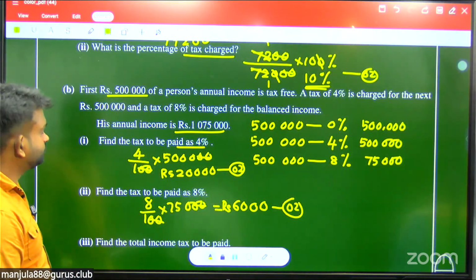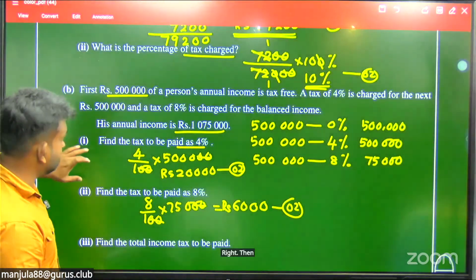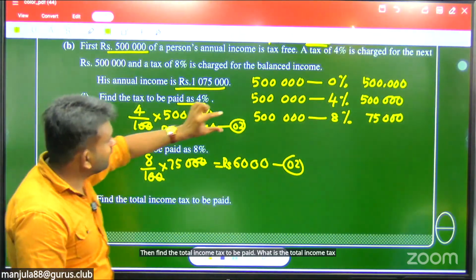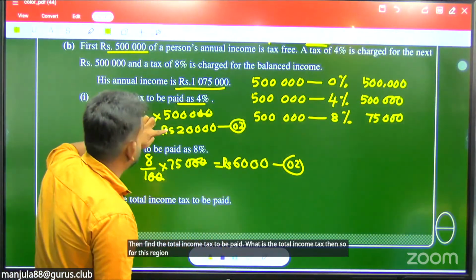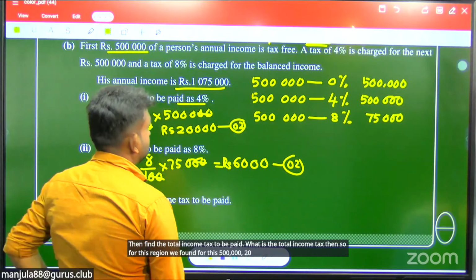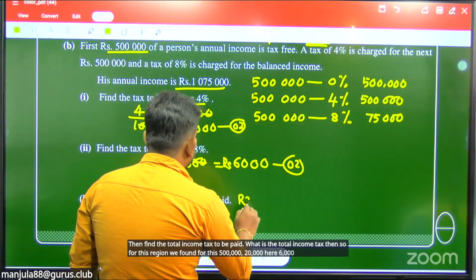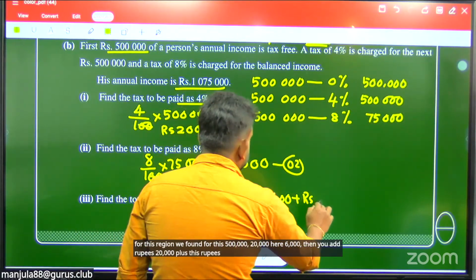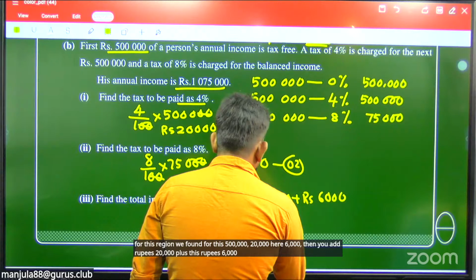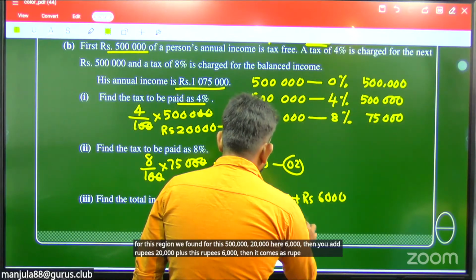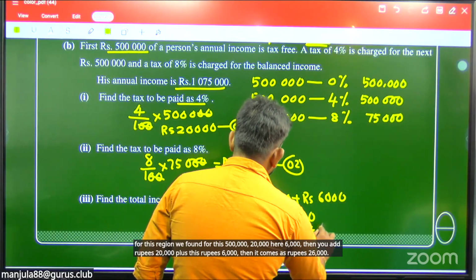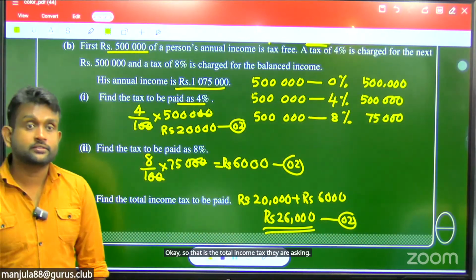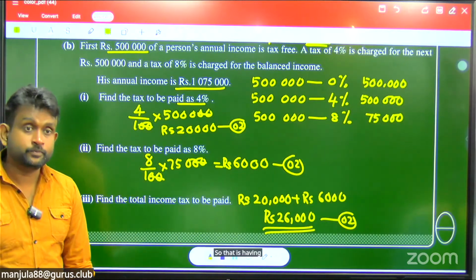Right, then find the total income tax to be paid. What is the total income tax then? For this region we found 20,000 for the 500,000, and here 6,000. Then add rupees 20,000 plus rupees 6,000, and it comes as rupees 26,000. So that is the total income tax they are asking, and that has another 2 marks there.